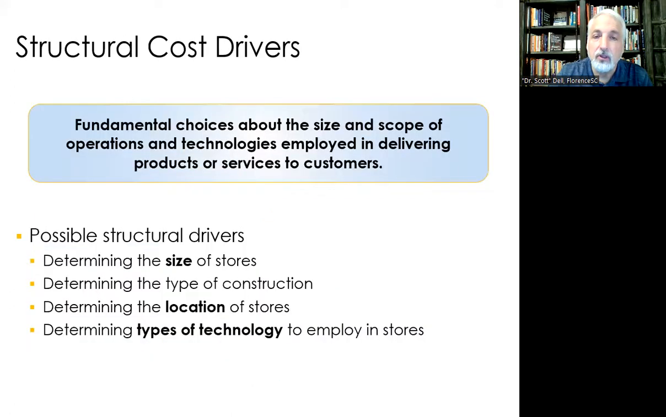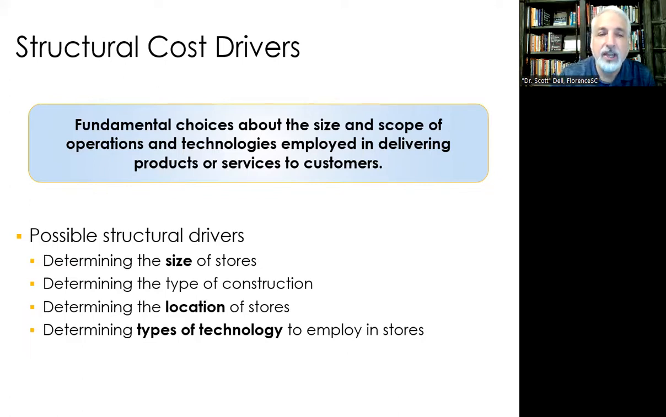So if we look a little closer, we have our structural cost drivers, fundamental choices about the size and scope of our operations and technologies. So size of stores, what's our footprint? How many square feet are we trying to shoot for? And yeah, types of construction can go into that, but how about where do we locate these? Do we have three Walmarts in a city, 2 Costco's or a Sam's Club? What are we doing? Where are we going to put these things or put these operations?